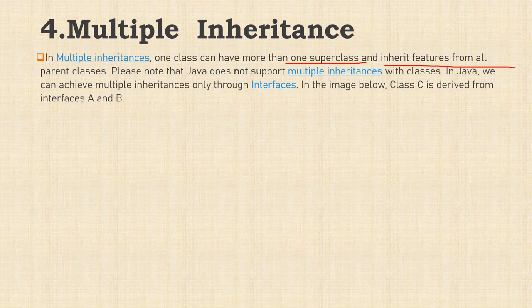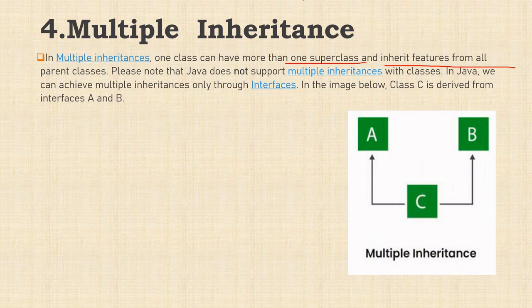So please note that Java does not support multiple inheritance with classes. In Java we can achieve multiple inheritance only through interfaces. So Java does not support multiple inheritance by classes, okay. With the help of the interfaces we can achieve multiple inheritance in Java.